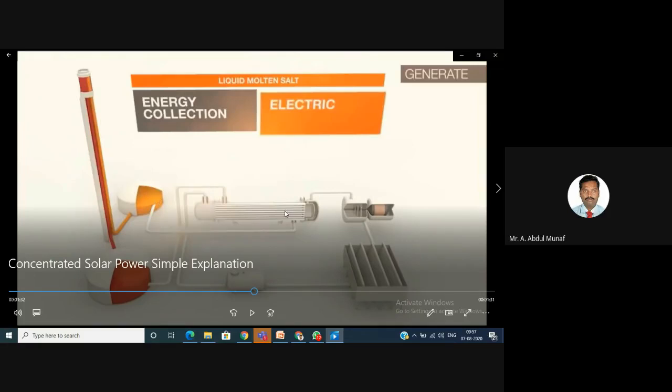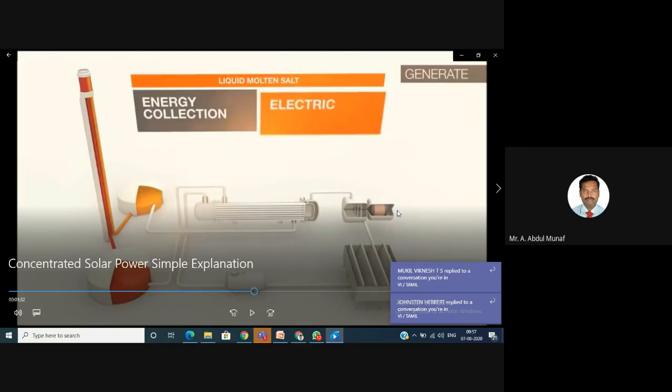This one is a steam generator. If hot water passes through the steam generator, steam will be produced. That high-pressure steam will be sent to the turbine unit. Due to that high pressure, this turbine will rotate. The generator is connected with the turbine, so if the turbine rotates, the generator will also rotate.